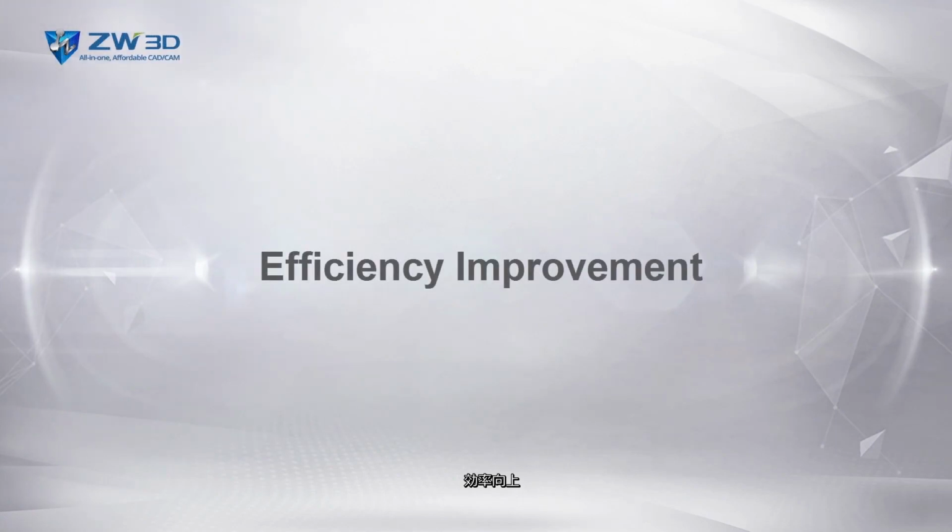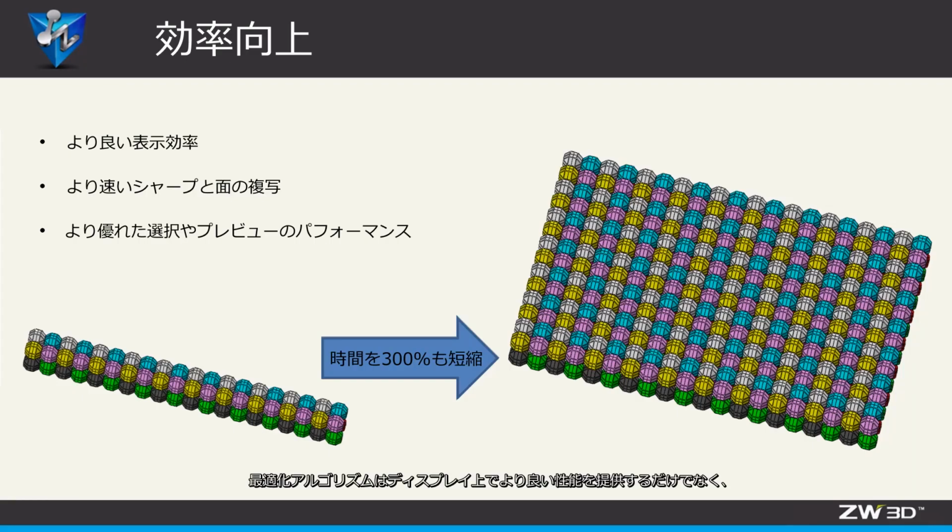Efficiency improvement. The optimized algorithm not only delivers better display performance, but also raises calculation speed on shape and face duplication. What's more, it shortens response time on selecting or previewing, especially for a large assembly.